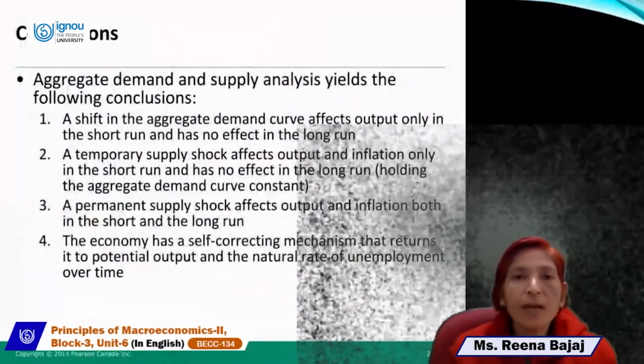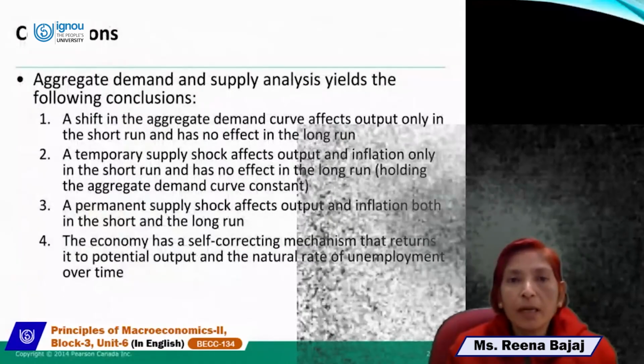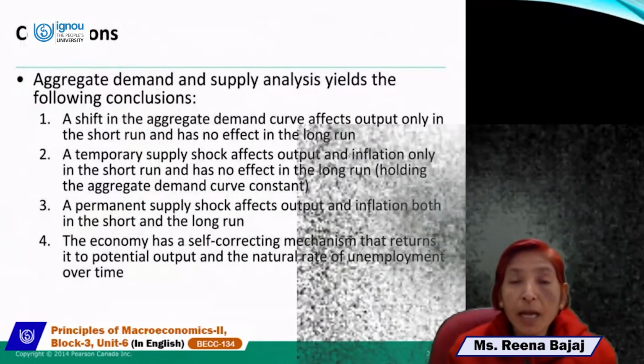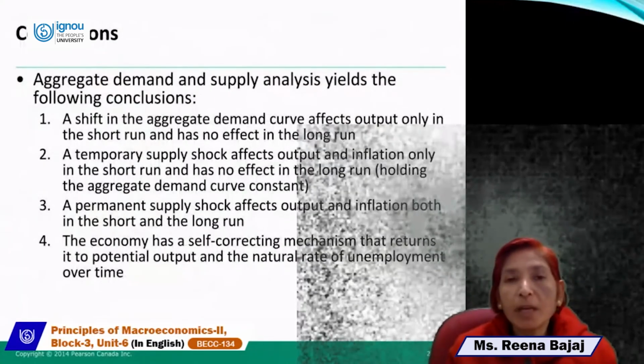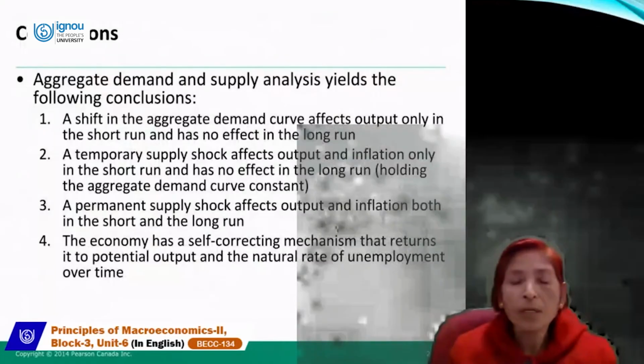So in today's session, we have discussed aggregate demand, aggregate supply, and the shift in equilibrium level of income and output due to changes in fiscal and monetary policy.